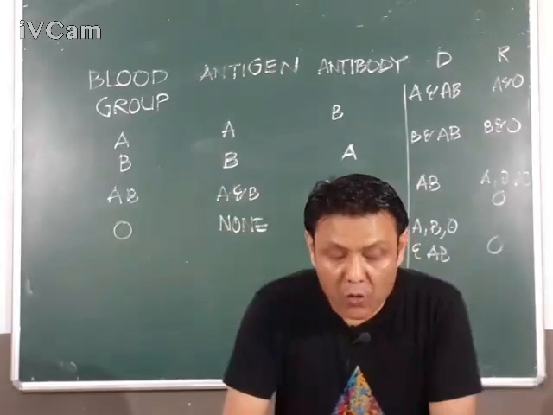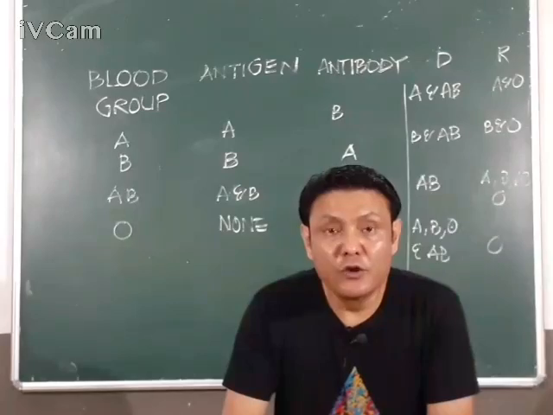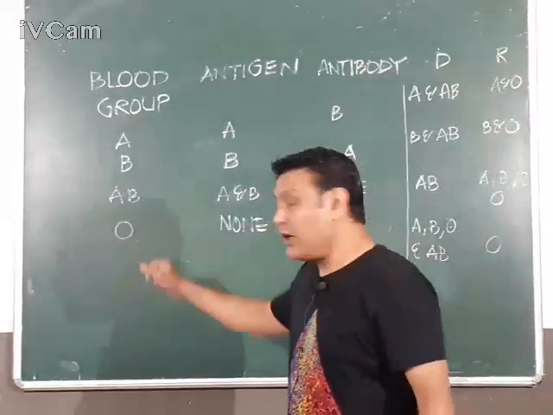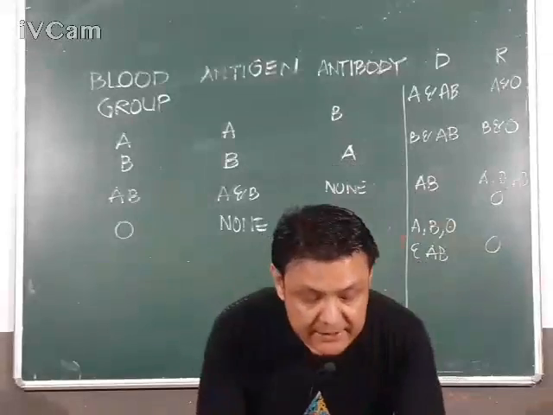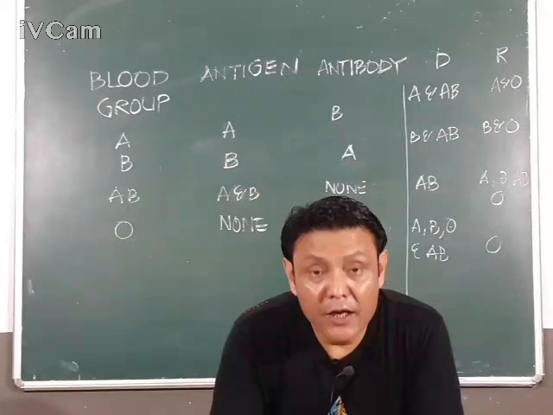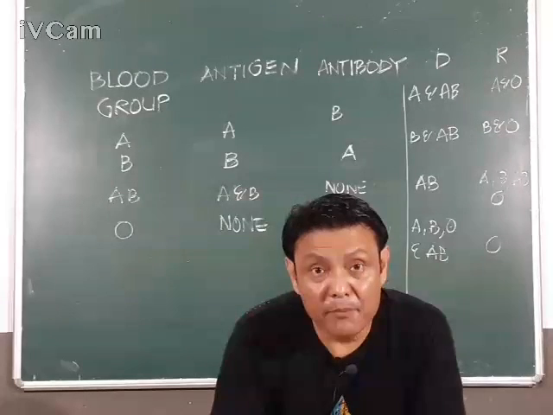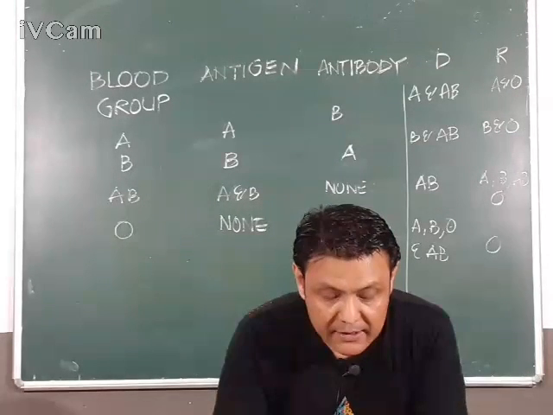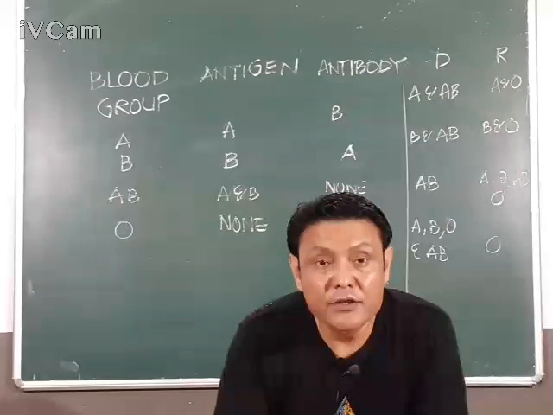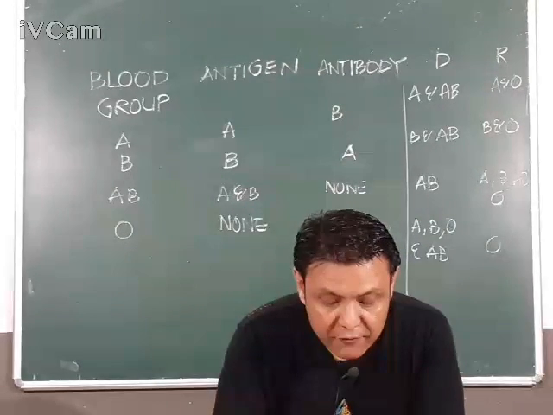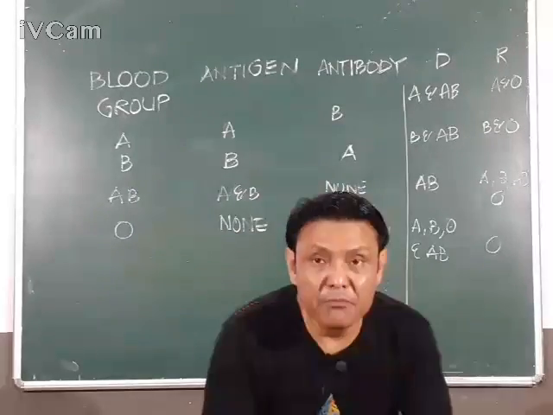The blood group O is called the universal donor, since it can give blood to a person having any of the blood groups. Blood group AB is called the universal recipient, since it can receive blood from a person with any blood group.